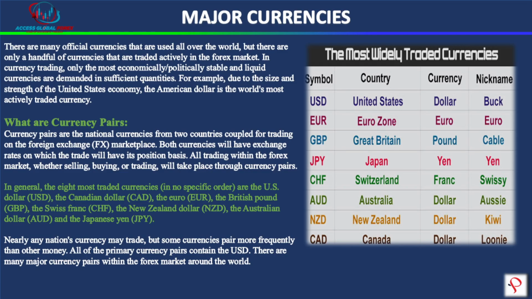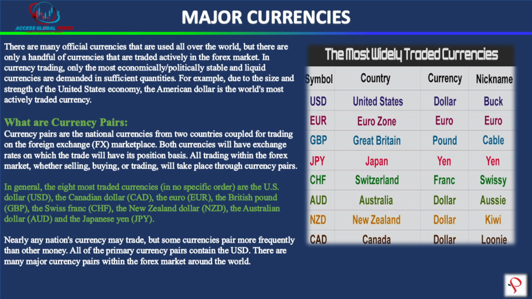So let's talk about major currencies. There are many official currencies that are used all over the world, but there are only a handful of currencies that are traded actively in the Forex market. What are currency pairs? Currency pairs are the national currencies from two countries coupled for trading on a foreign exchange (FX) marketplace. Both currencies will have exchange rates on which the trade will have its position basis. All trading within the Forex market, whether selling, buying, or trading, will take place through currency pairs.